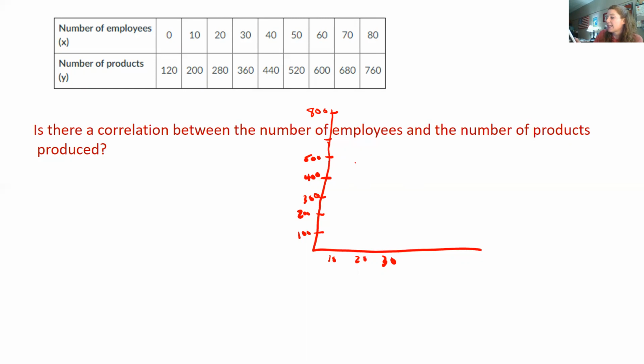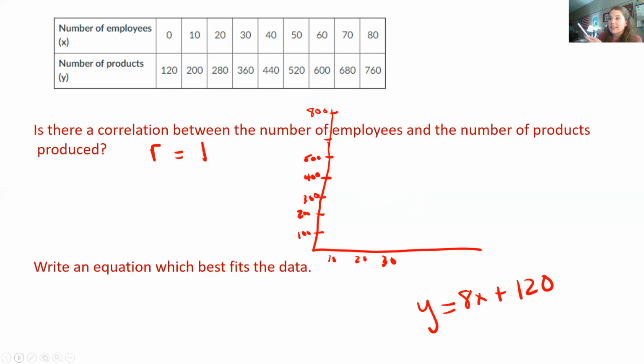And then we're going to do second data, 2 variables, enter, enter, enter, go down to capital D. And I'm showing that our line of best fit equation is 8x plus 120. So my R is +1. Well, +1 is the highest I can get for a positive correlation, right? So we could definitely say there's a positive correlation between the number of employees and the number of products.